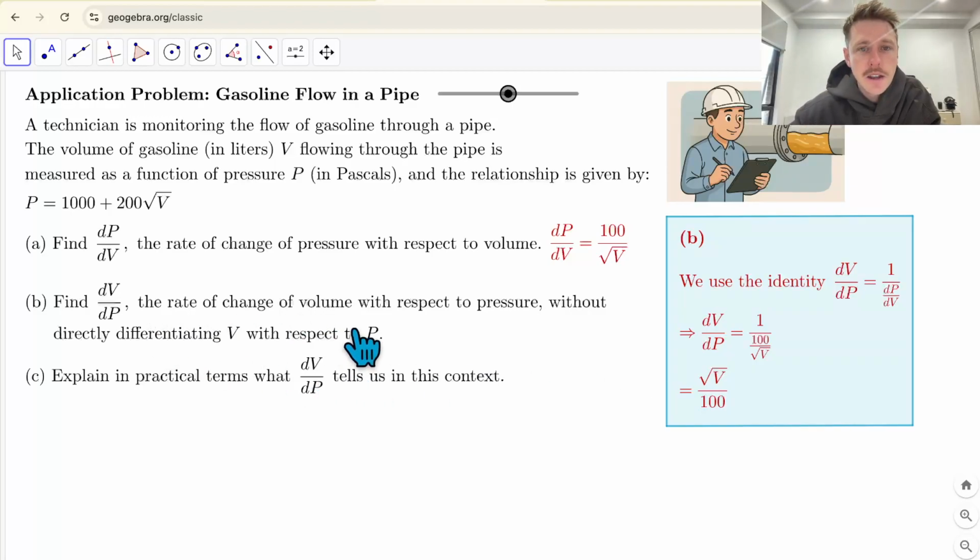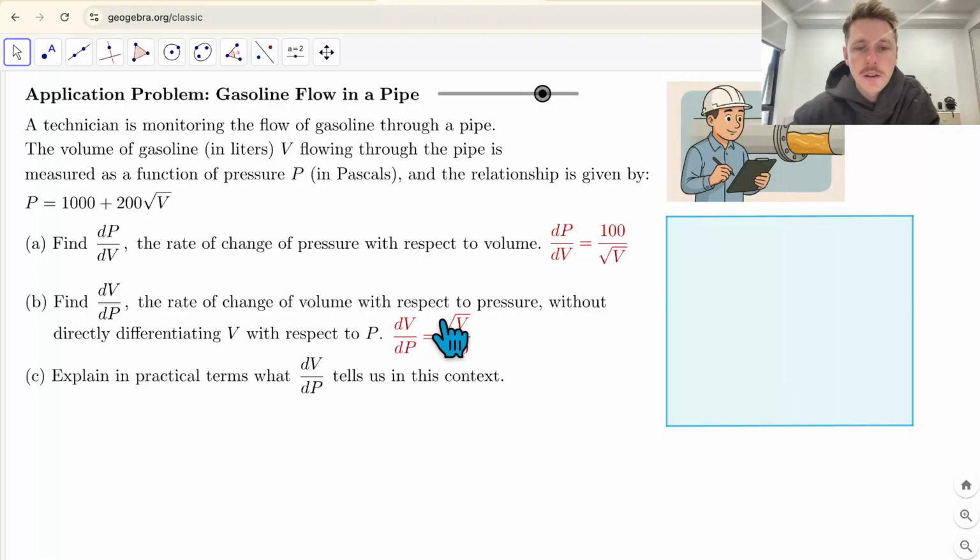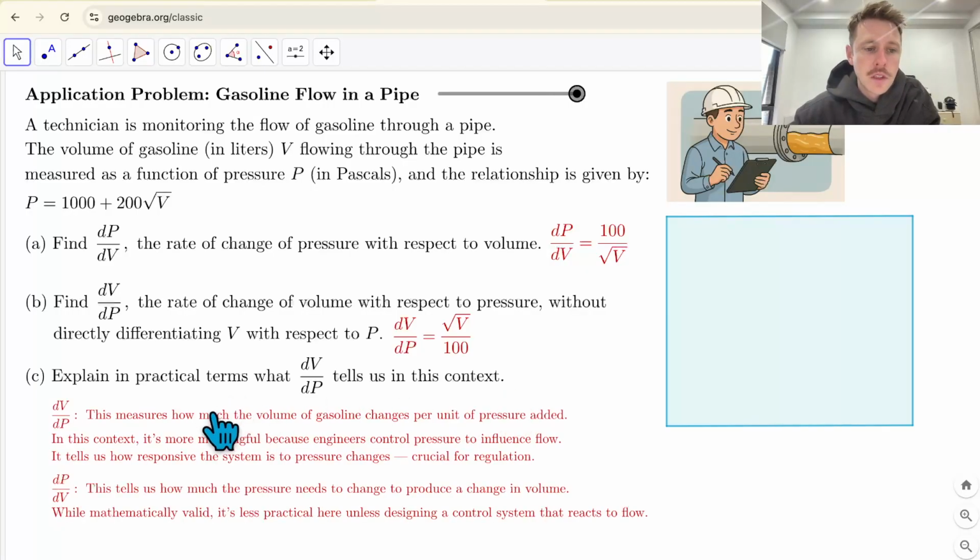Now we can think to ourselves, why is that relevant? Explain in practical terms what dV/dP tells us in this context. Well, let's do that. dV/dP measures how much the volume of gasoline changes per unit of pressure added. So the change in volume given a change in pressure.